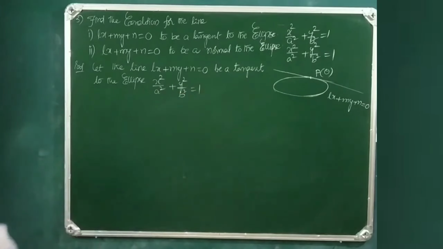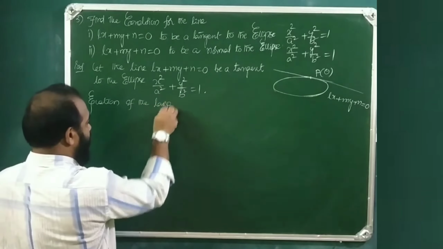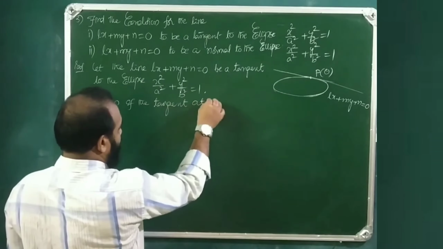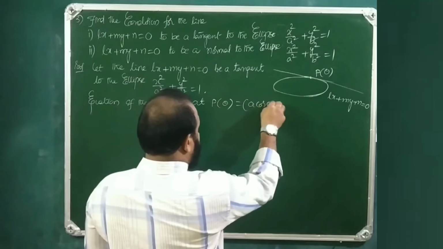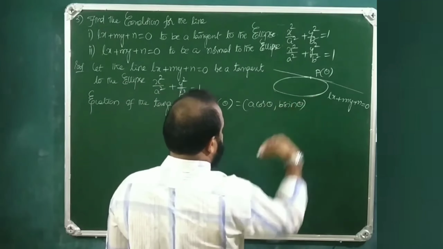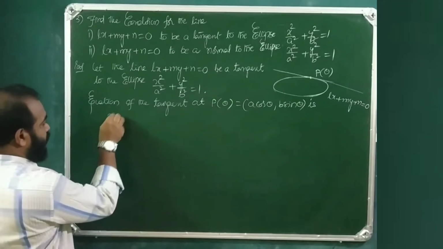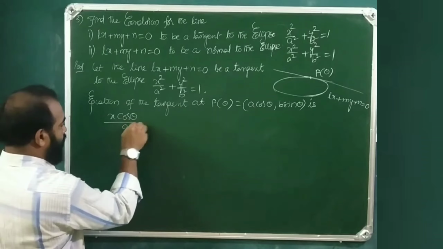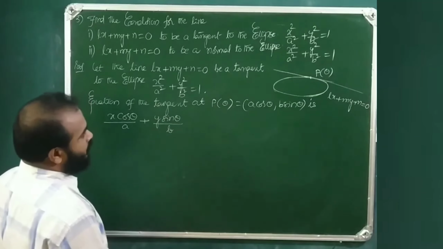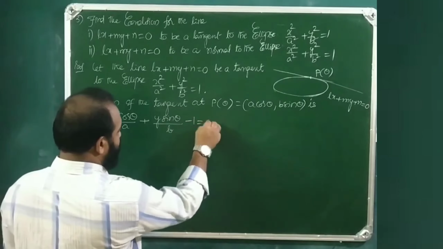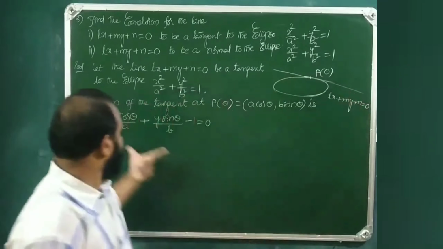Now the equation of the tangent at the parametric point p theta, which is a cos theta comma b sin theta, is x cos theta by a plus y sin theta by b minus 1 equals to 0. So at p theta, the equation of the tangent is this.